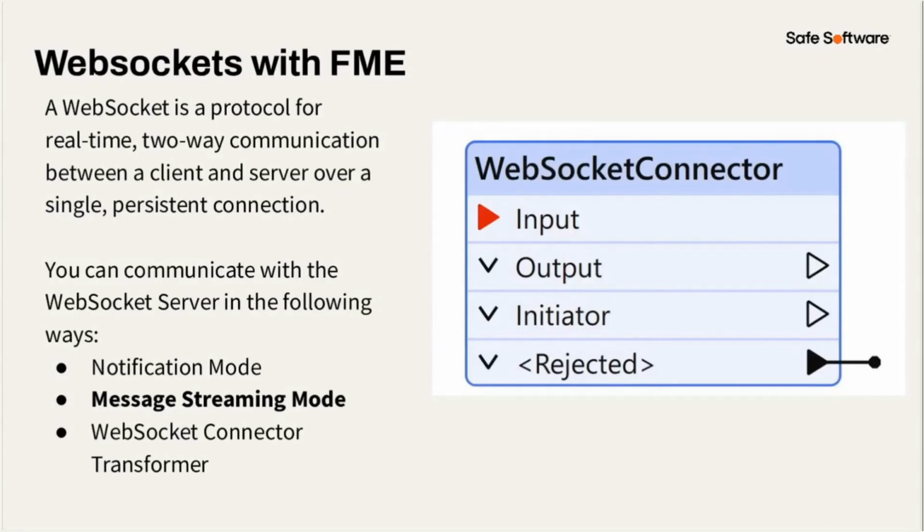You can use WebSockets with FME in the following modes. Notification mode, where a WebSocket can be used to trigger an action, like using the WebSocket trigger in an FME Flow automation to run a job when a stream becomes active, or a message streaming mode, which we're going to focus on today. And that's where we're dealing with continuous high velocity data that is running pretty much nonstop. To connect to a WebSocket stream in FME Workbench, we use the WebSocket connector transformer.